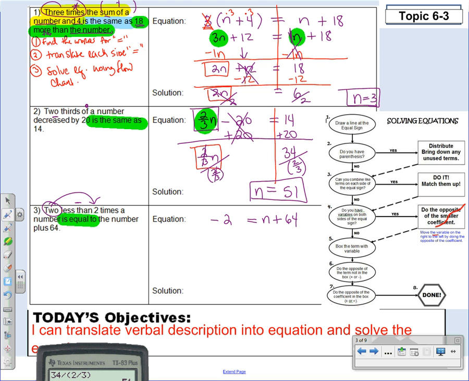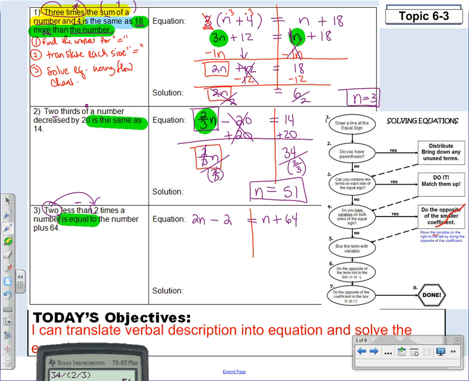And now what's in front, I need to put, or what's behind it goes up front. 2 times a number would just be 2n. So I have 2n minus 2 equals n plus 64. Now we want to solve.